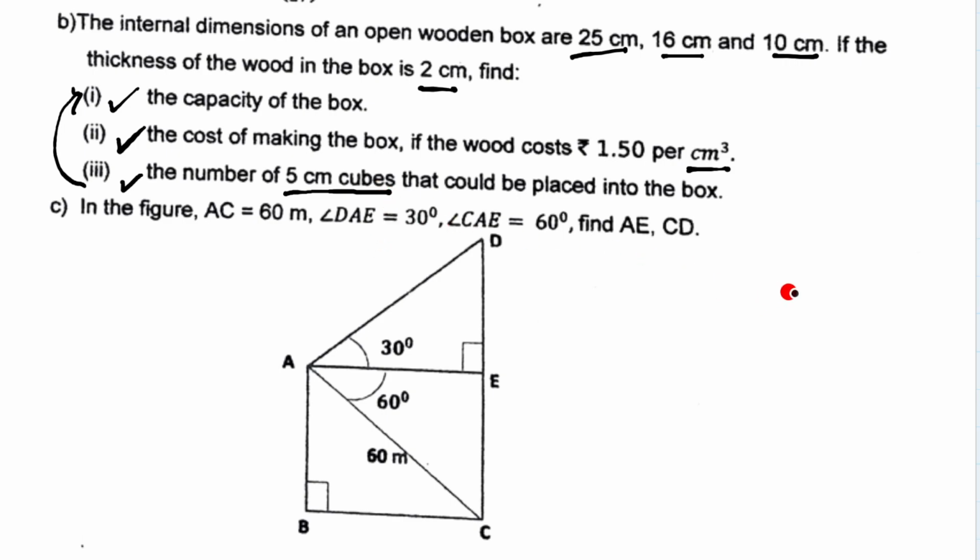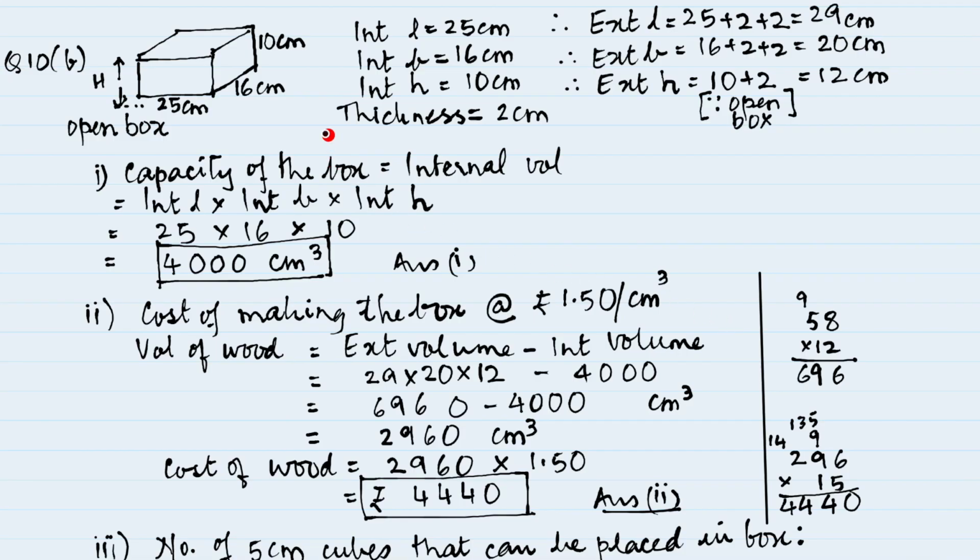Alright, let's look at the solution. I kept all this ready so that you don't have to waste too much time and the video doesn't become too long. Now I've drawn this diagram for understanding, and it's an open box. What does open box mean? The thickness will be this side, and this side lengthwise it will increase. This is the internal dimension. All these are internal dimensions. So we write internal length, internal breadth, internal height.